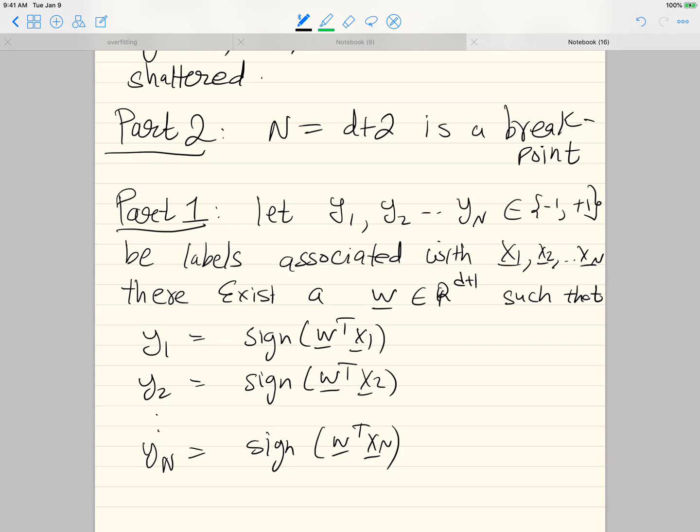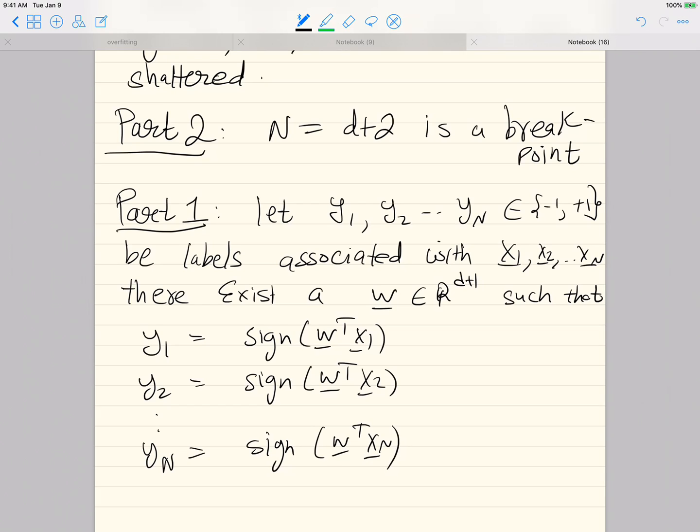So we will specify what x1 to xn are. We are free to choose them. But let's say we have chosen them properly. Then we want to show that for any choice of y1 to yn, these are free labels, there are 2 to the n possible combinations. For any combination you give me, I can exhibit a W such that you're correct on the first data point, you're correct on the second data point, and so on. So going back to the case of 2 dimensions and n equals 3, no matter what y1, y2, and y3 are, I should be able to draw a line that is consistent with those labels. That is what we need to exhibit.